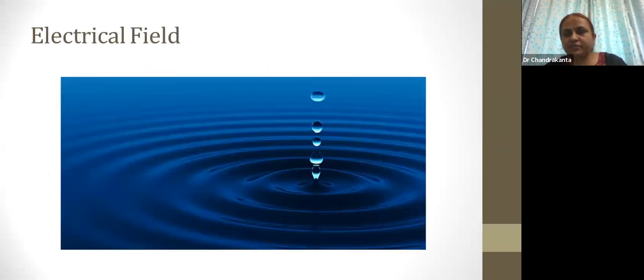So what is an electrical field? You must have seen when we throw a stone in the water, the waves are formed and the amplitude of the wave will be maximum at the point where we have thrown the stone. And then there are slower waves towards the periphery. So the abnormality doesn't restrict to a particular area, it has a field. So the area surrounding that particular electrode will also show abnormality. If only a single electrode is showing abnormality, it's most likely an artifact, not a true epileptiform discharge.